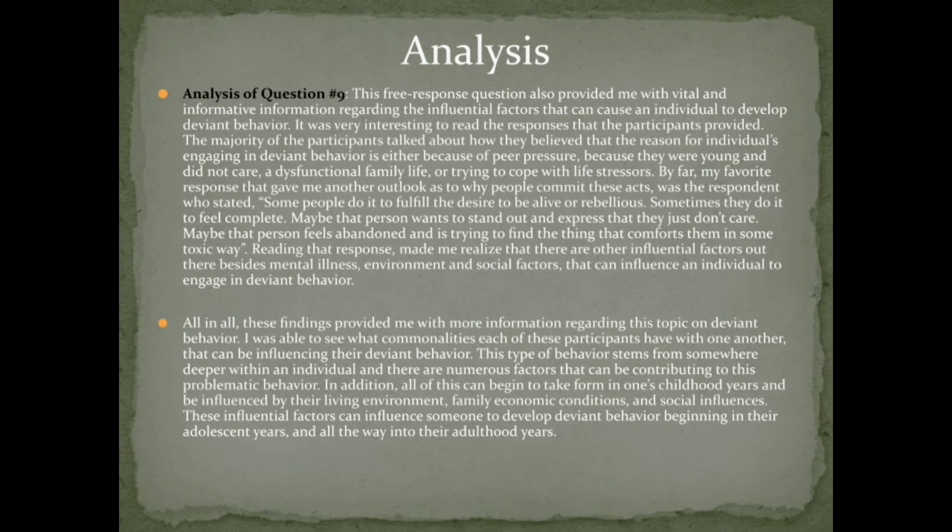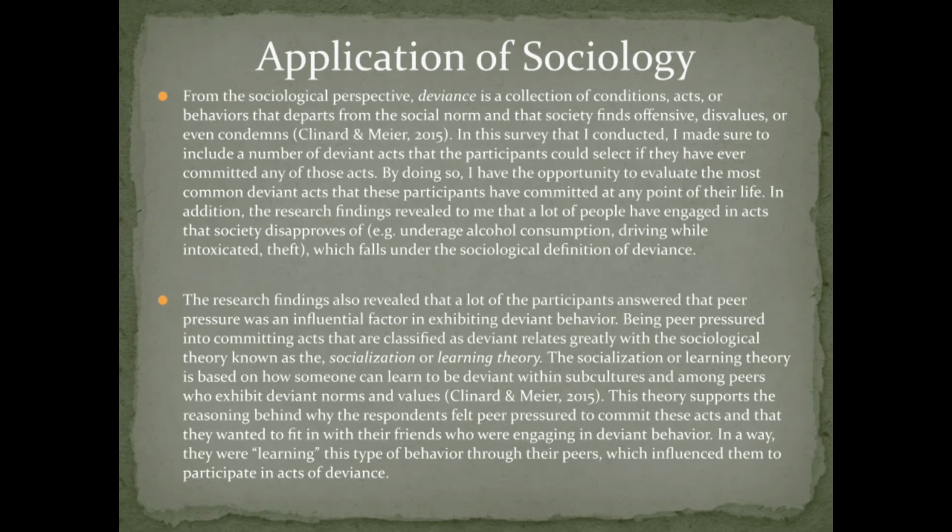This type of behavior stems from somewhere deeper within an individual, and there are numerous factors that can be contributing to this problematic behavior. In addition, all of this can begin to take form in one's childhood years and be influenced by their living environment, family economic conditions, and social influences. These influential factors can influence someone to develop deviant behaviors beginning in their adolescent years and all the way into their adulthood years. So now we're going to see how this applies to sociology.